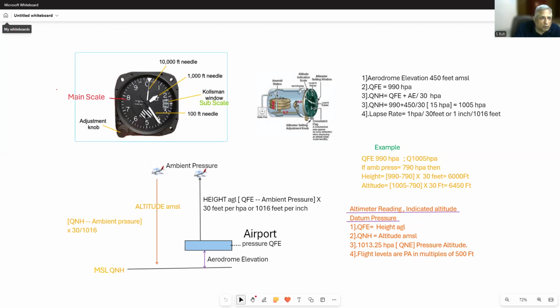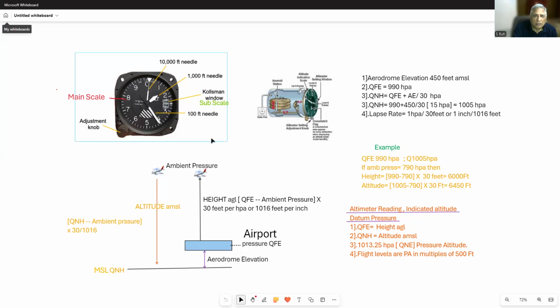And this 10,000 feet warning flag warns you when you are descending. When this flag starts appearing, it tells you that you are now below 10,000 feet and watch your speed. Above 10,000 feet, this window is blank.